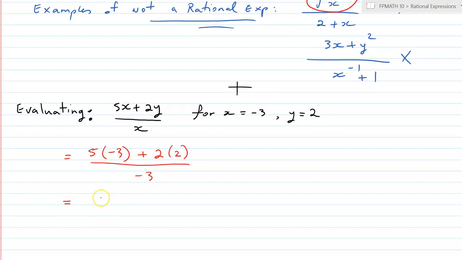And let's do the math on that one. 5 times minus 3 is minus 15, plus 2 times 2 is 4, divided by minus 3. Let's simplify. That would be minus 11 divided by minus 3, and we can leave it as a fraction, but a negative divided by a negative is positive, and the final answer is 11 over 3, and that's how you evaluate that expression.